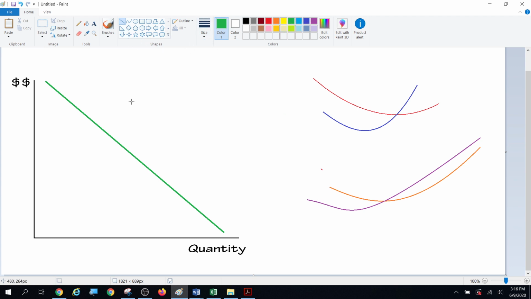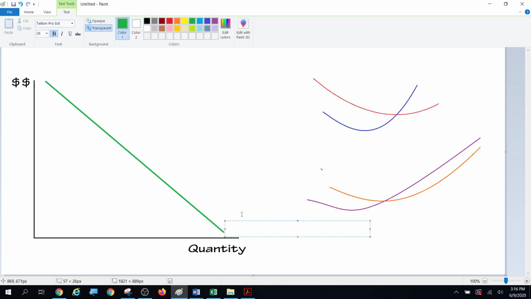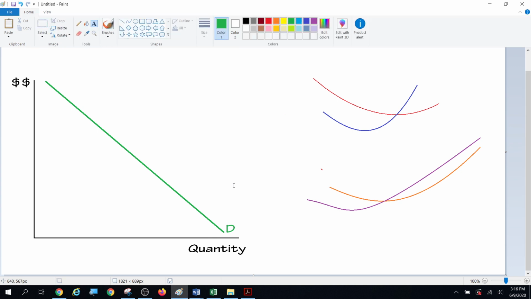Now if I wanted to show the relationship between demand, and I'll just label that with a big fat D for demand, and marginal revenue, we'll use a nice light blue line for that one. We're going to draw the marginal revenue curve, which is always twice the slope and inside of the demand curve. So it's going to be something like this.